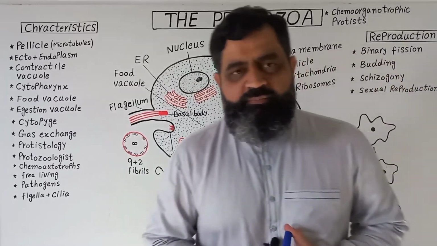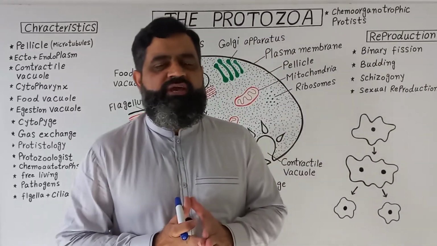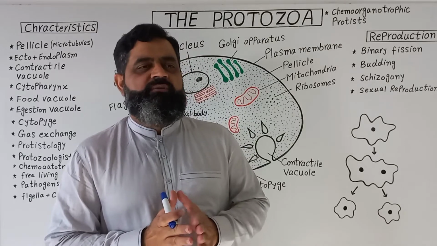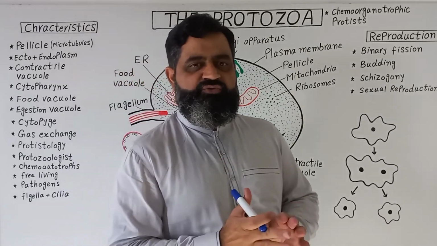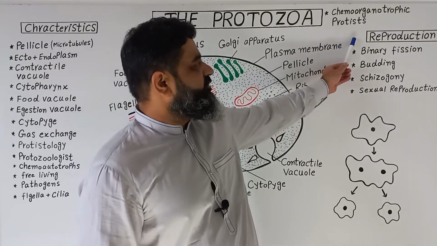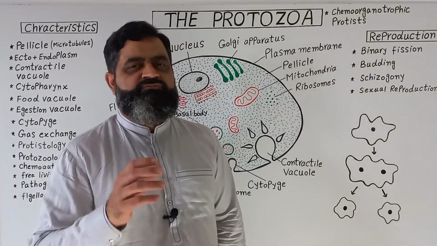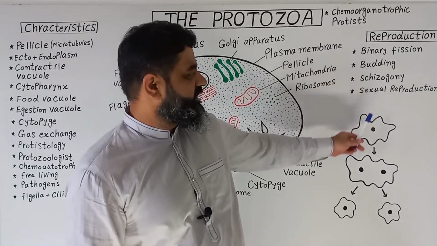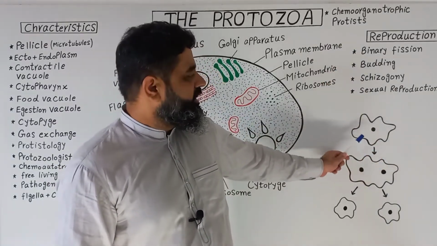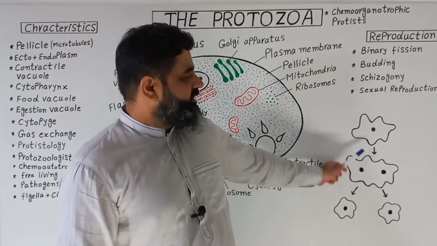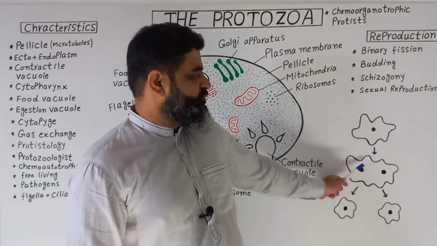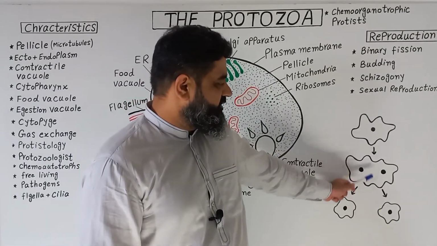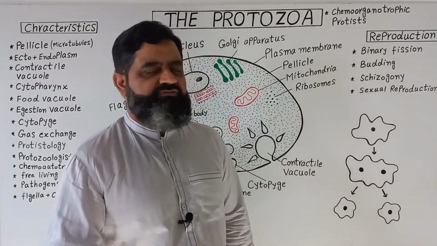If we look at reproduction, they can reproduce sexually as well as asexually. Usually they reproduce by asexual means, but sometimes they also use sexual reproduction. The most commonly used method is binary fission. During binary fission, a single organism, just like amoeba, divides into two cells. In the first stage, its nucleus divides into two. After that, the cytoplasm divides into two halves, and then the animal divides into two animals. This is known as binary fission.